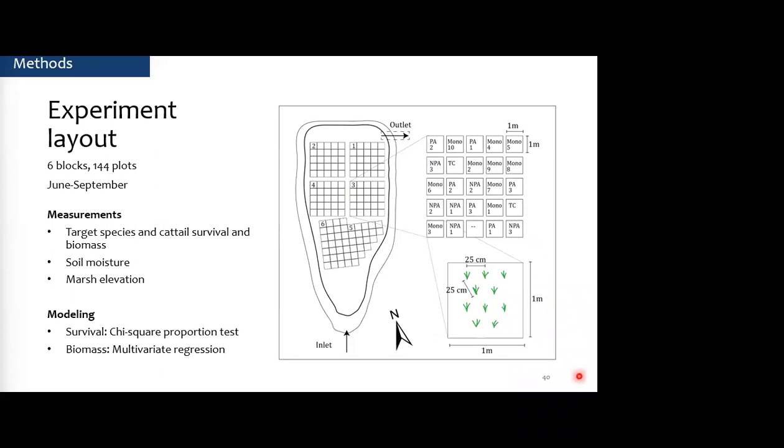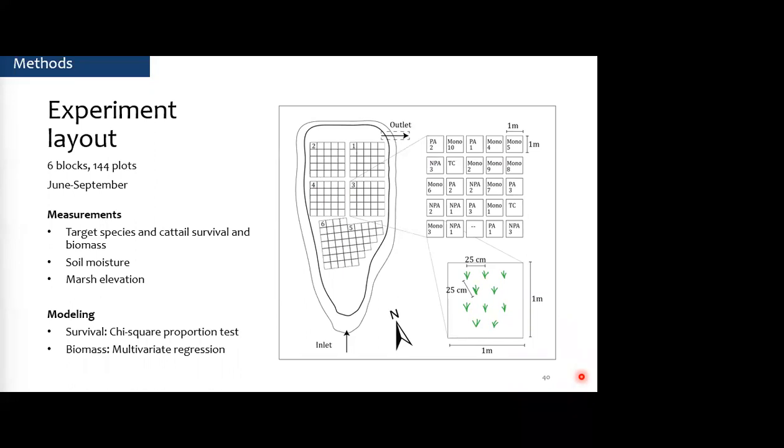So the plants grew in this experiment from June until September. And then at the end of September, I counted the survival of each seedling. And then I cut down each seedling and all of the cattails within these 1 meter plots. And then I dried them and weighed them to get the biomass for each seedling in each plot.